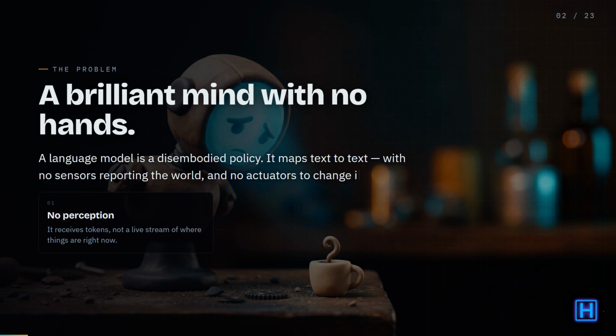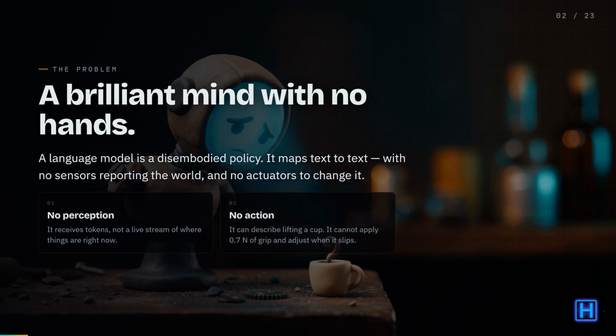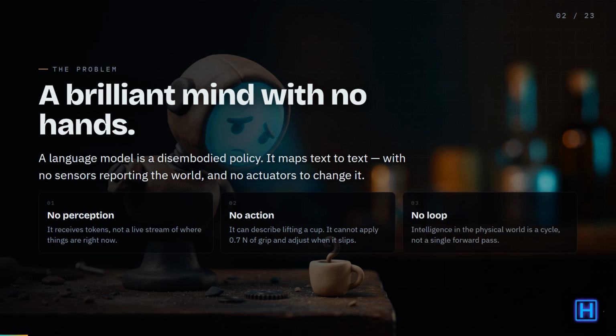No perception. It receives tokens, not a live stream of where things are right now. No action. It can describe lifting a cup, but it cannot apply 0.7 newtons of grip and adjust when the cup slips. No loop. Intelligence in the physical world is a cycle, not a single forward pass. To give an agent a body is to close that cycle in a real or realistic world.